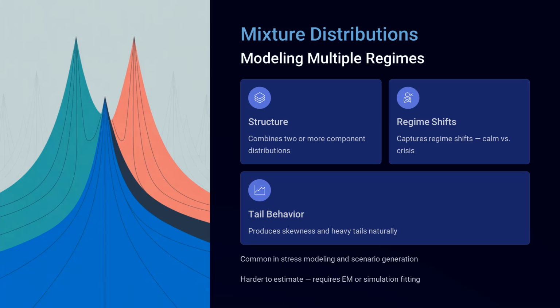This is one of the most practical ways to model regime switching behavior, structural breaks, or occasional outliers in financial data. However, mixtures are computationally heavier to estimate. You often need expectation-maximization algorithms, or simulation-based methods to fit them properly. The trade-off is worth it. Mixtures capture what most real-world data actually look like: mostly calm, occasionally chaotic.